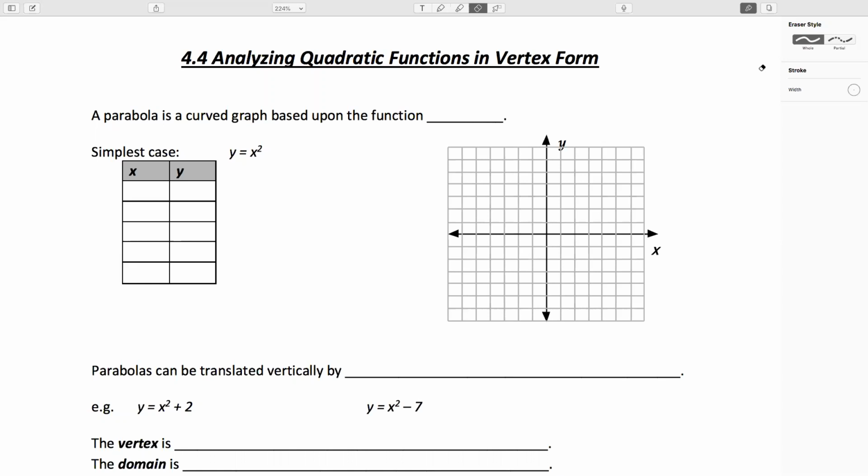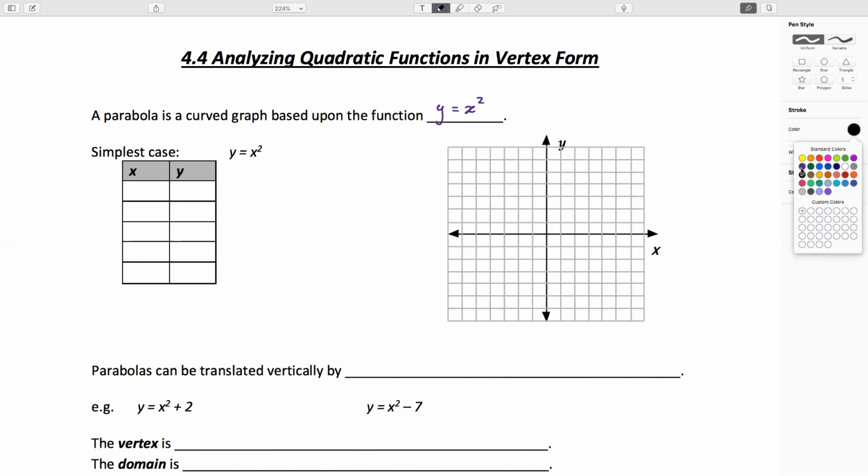So we'll start out with just defining a parabola. A parabola is a curved graph based upon the function y equals x squared. This is the most simplistic quadratic function. So to graph it, as we've done before, we're going to pick some x and y values. -2, -1, 0, 1, and 2 are a good starting point. We're going to plug them into our equation.